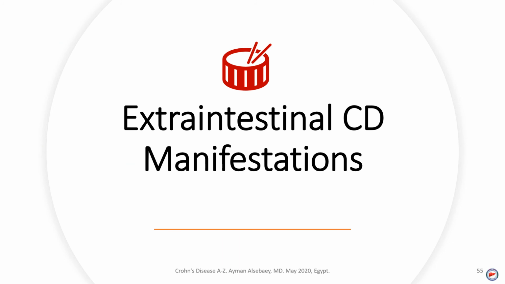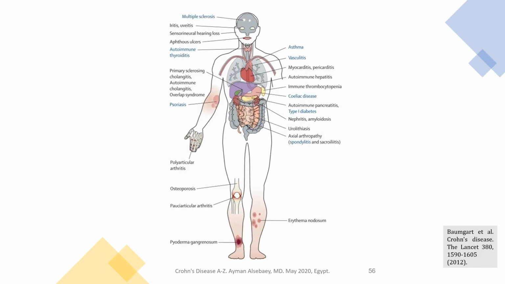Now we come to another section about the extra-intestinal manifestations. If we look to this diagram, which is present in the Lancet, okay, Crohn's disease is associated with multiple diseases, okay? And if we remember, we have said that genes which are present in patients with Crohn's disease may be also present in other diseases, okay?